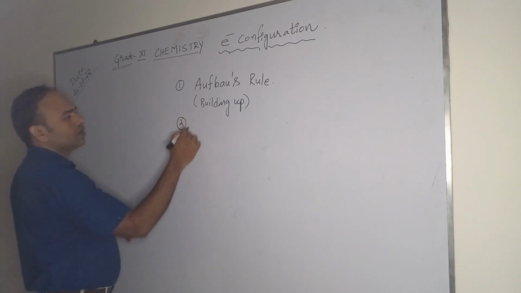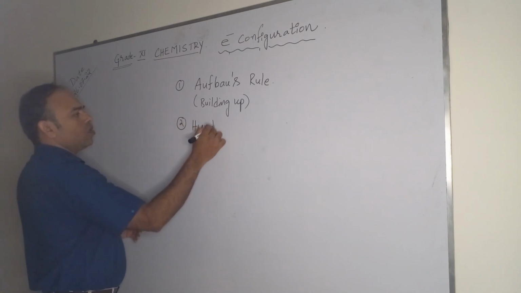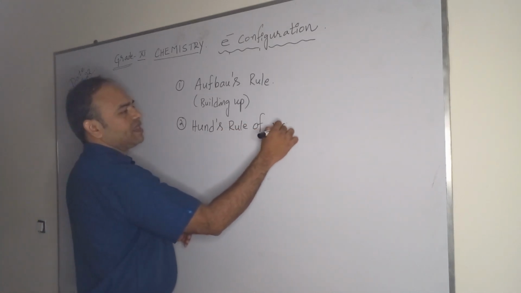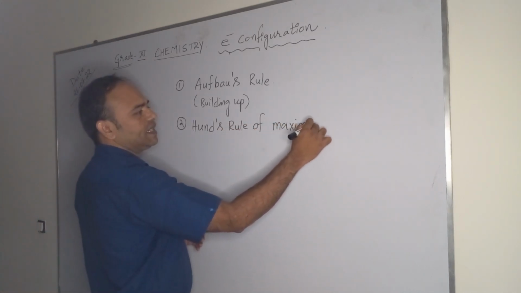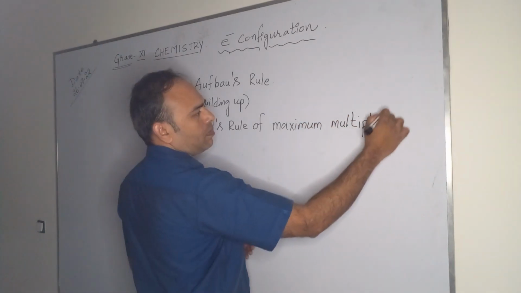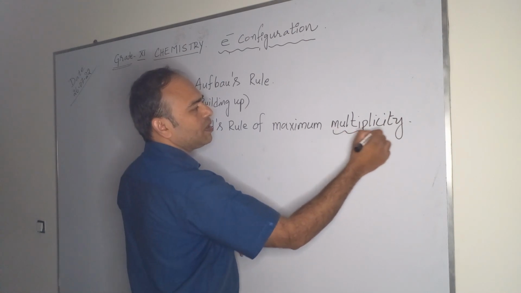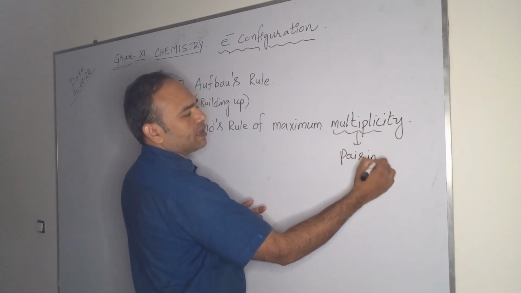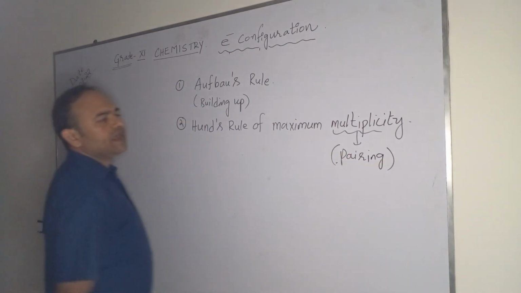Second one, Hund's rule of maximum multiplicity. Maximum multiplicity. See, what is meant by multiplicity? Pairing. Here, pairing of electrons.